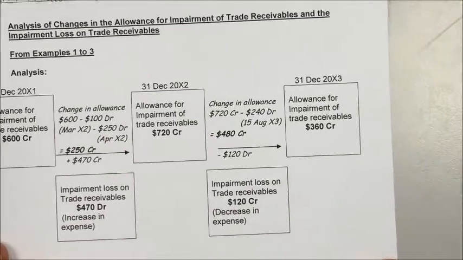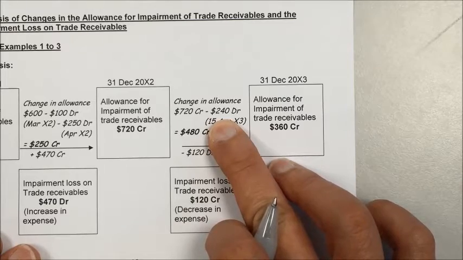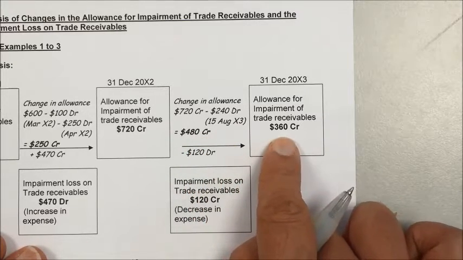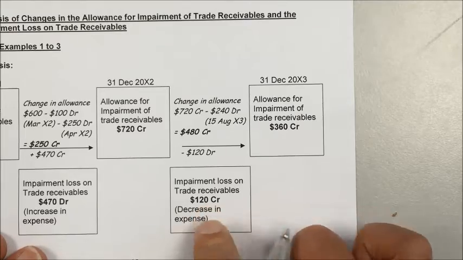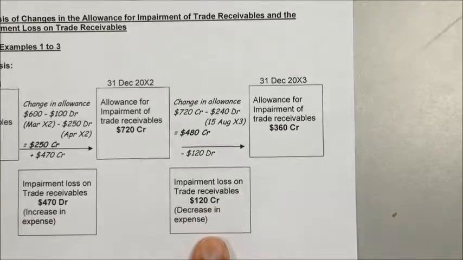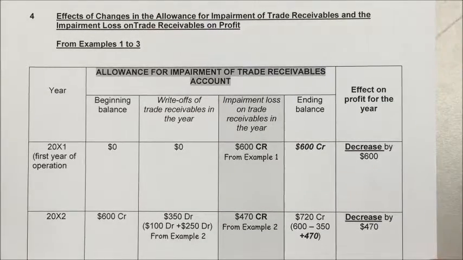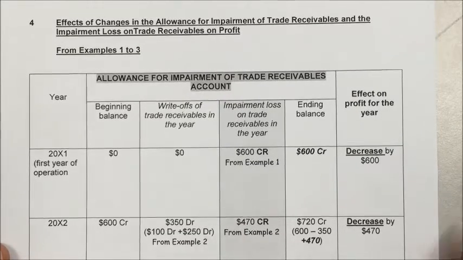And the expense will increase by 470. Again, in the year 20x3, there was a write-off of 240, resulting in the balance before the end of the year being 480 credit, which is higher than the required ending balance of 360 credit. Hence, there is a credit in the impairment loss on trade receivables, which will decrease the expense for the year. Now, what are the effects of the changes in the allowance for impairment of trade receivables and the impairment loss on trade receivables on the profit for the year? Let's examine the effects from examples 1 to 3.